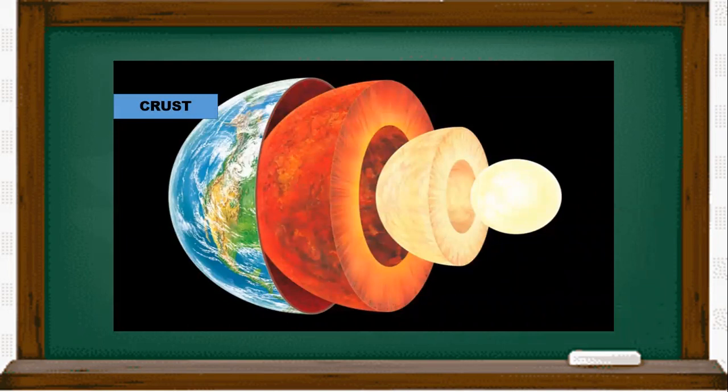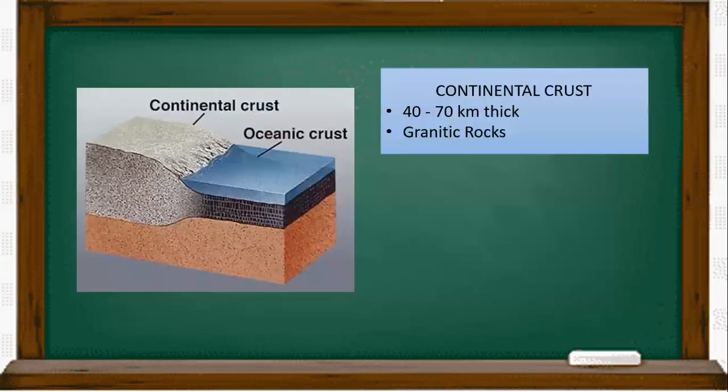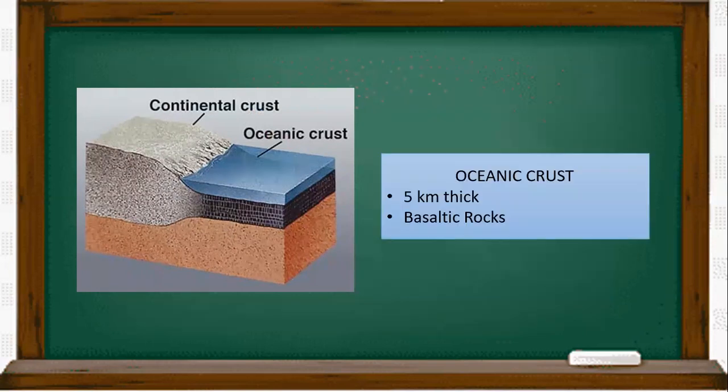The outermost layer of the Earth is the crust, and here we can find life. The crust that makes up the continents, we call the continental crust, and it is about 40 to 70 kilometers thick. The continental crust is made up of less dense granitic rocks. The crust that underlies the ocean floor is called the oceanic crust, which is about 5 kilometers in thickness, and it is made up of denser basaltic rocks.